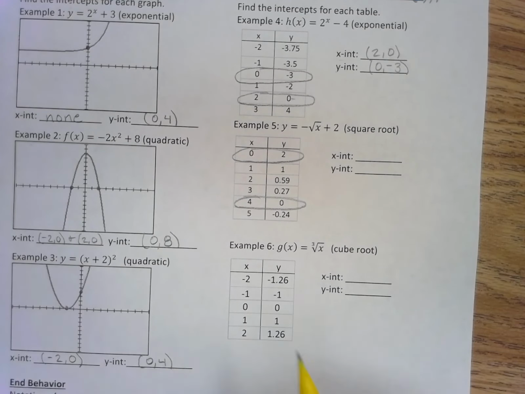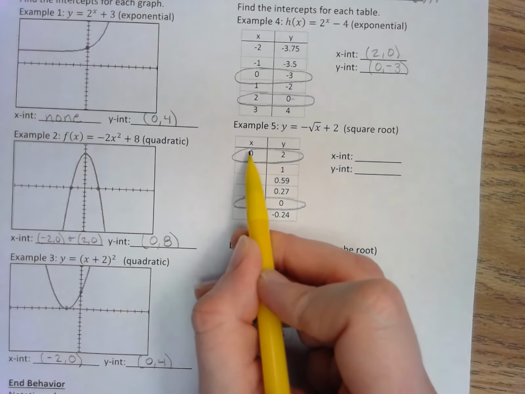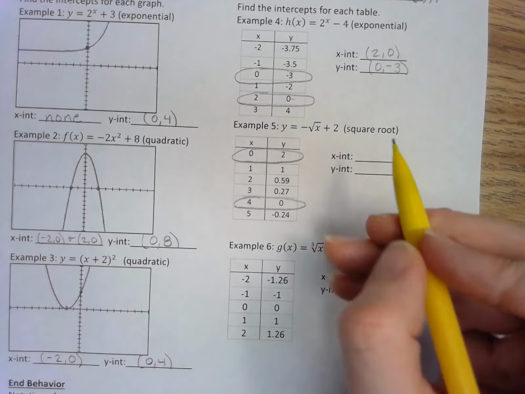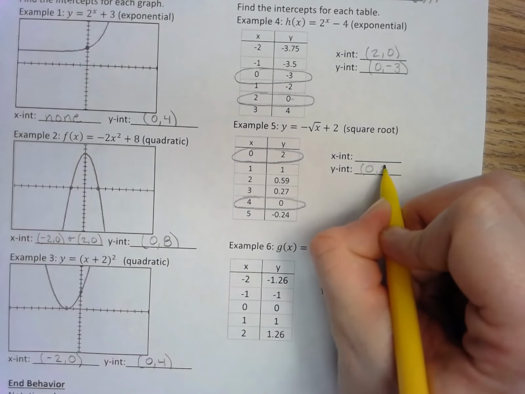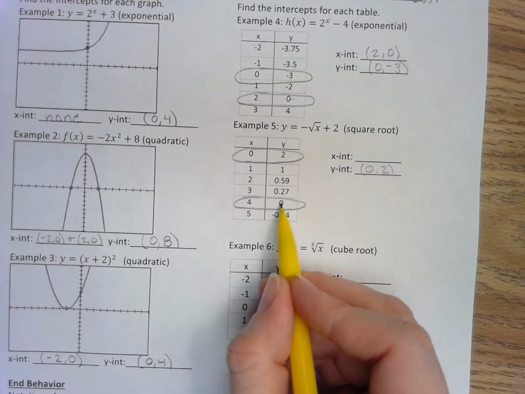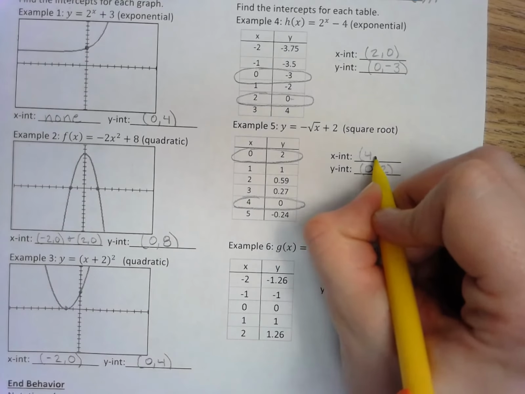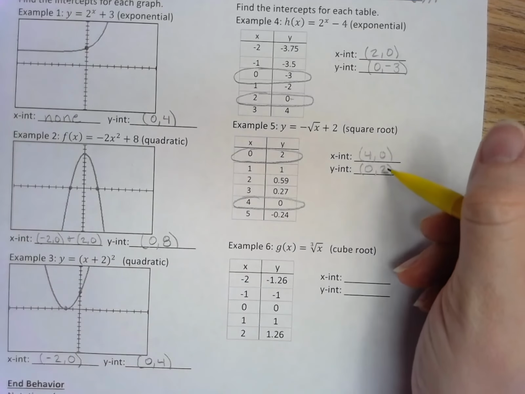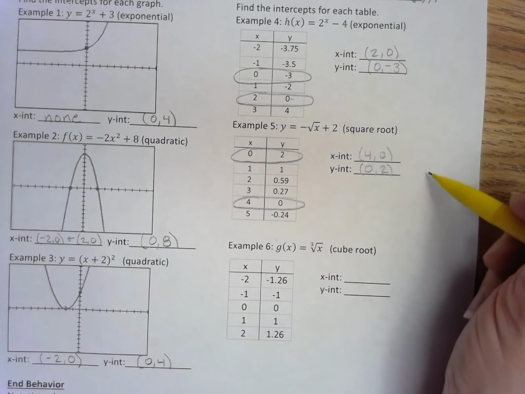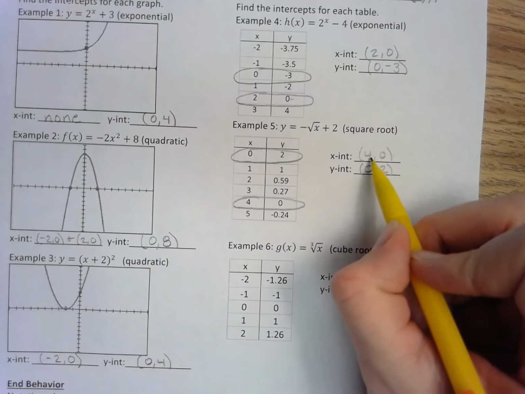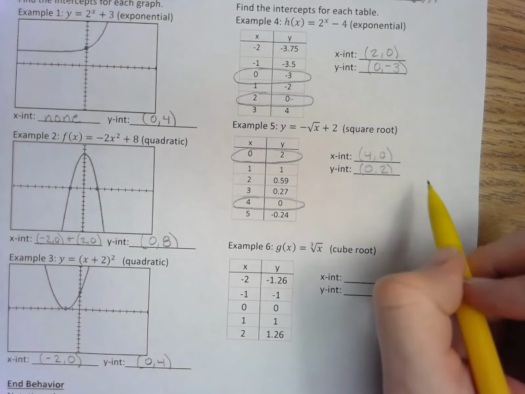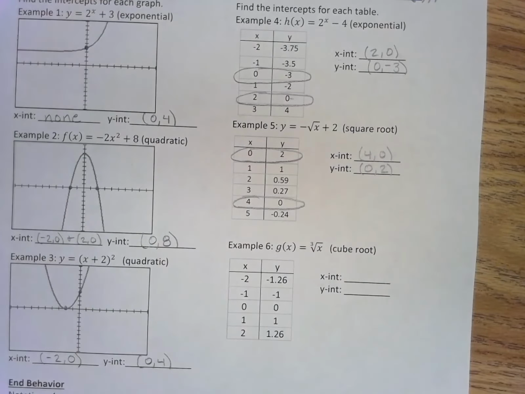So our intercepts here, because we have a 0 in the x column, this would be our y-intercept, 0, 2. And because this one has a 0 in the y column, it would be our x-intercept at 4, 0. You could always check those by sketching out a little graph and plotting the points at 4, 0 and 0, 2 to make sure they fall on the correct x or y axes.